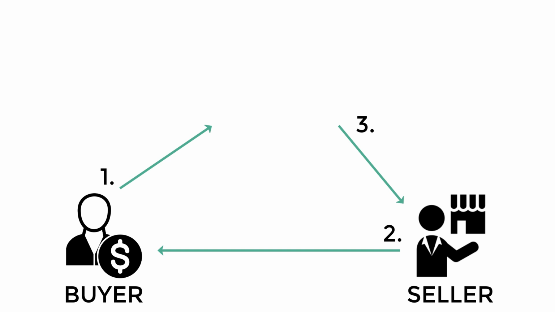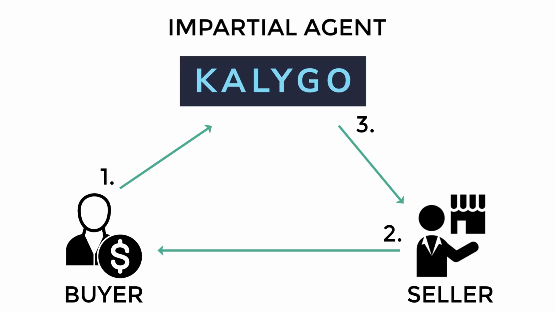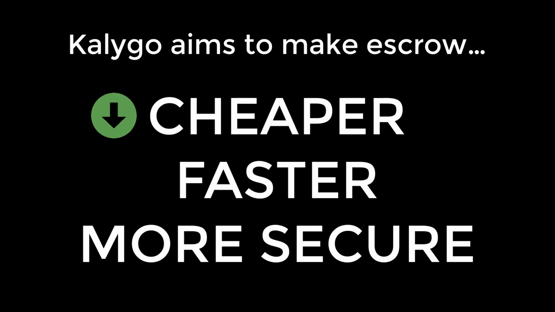The concept of Kalygo is to leverage software, particularly blockchain or smart contract-based software, to make the escrow process cheaper, faster, and more secure for both the buyer and the seller, as well as for the secondary parties typically involved in a real estate transaction, the primary ones being financial institutions and governments.